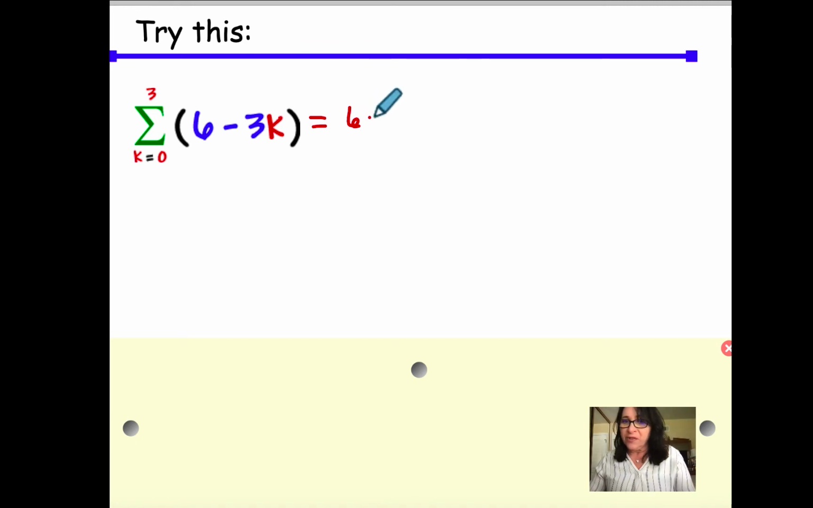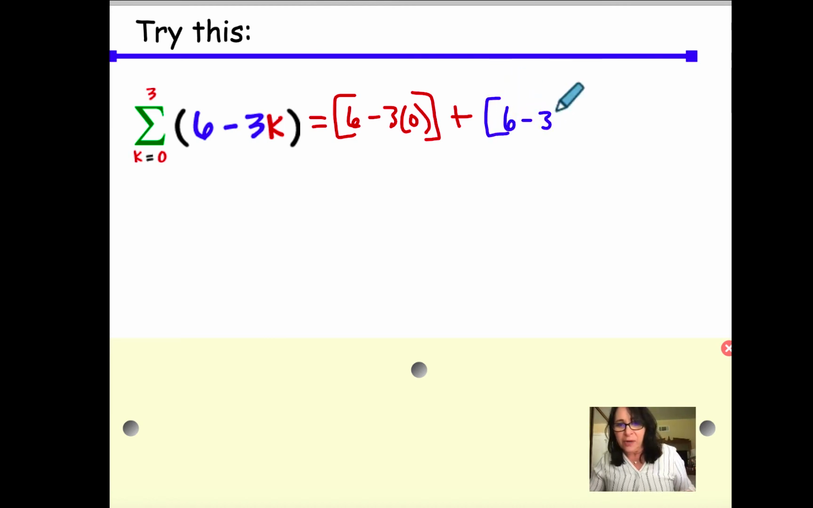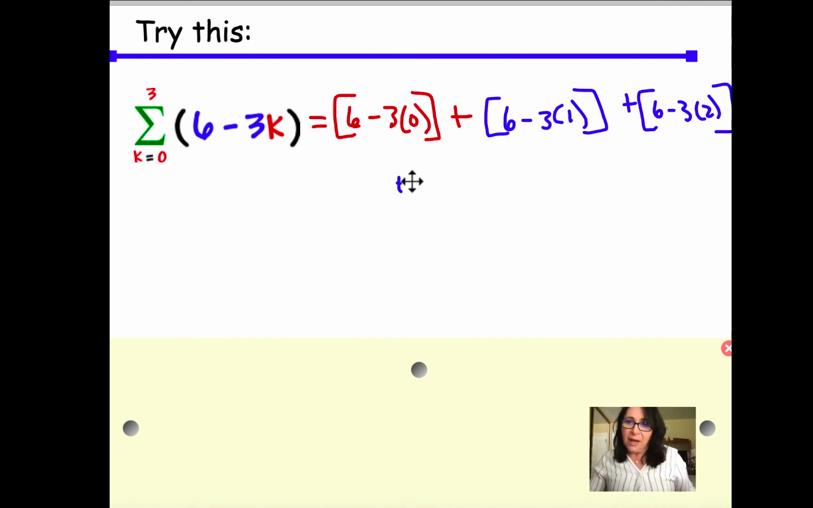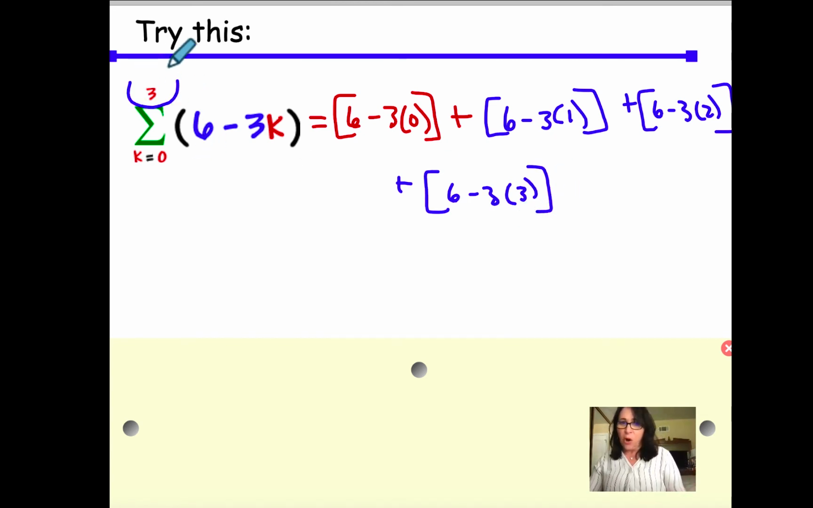The first term is 6 minus 3 times 0 plus, and these, you could use little brackets if you want, if that makes you happy or whatever. Then you would go 6 minus 3 times 1 plus, again, 6 minus 3 times 2, one more, plus 6 minus 3 times 3. Now I've used the third partial sum. You got to go all the way to 3. And so we just get these values.